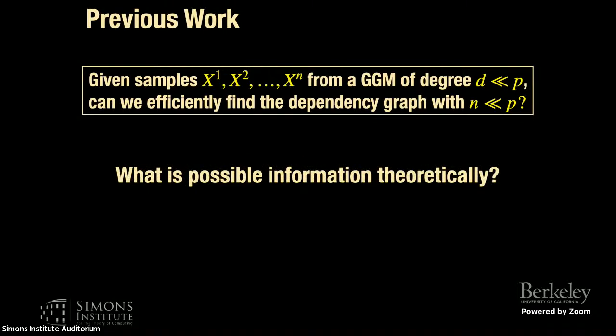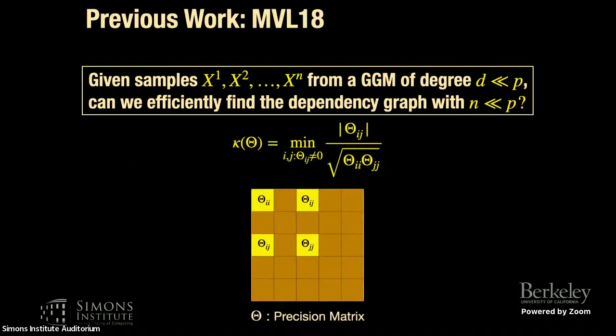So before going on, let's first ask ourselves, is it even possible information theoretically? Or what is possible information theoretically? And this was made precise in a very nice work by Misra, Vuffray, and Lokhov in 2018, who gave an almost precise characterization of what you can learn and how many samples you need for Gaussian graphical models. To define this, I need to introduce a parameter, which I'll call kappa. There's a formula here, but what it essentially measures is the signal that is present in any 2x2 submatrix of the precision matrix.